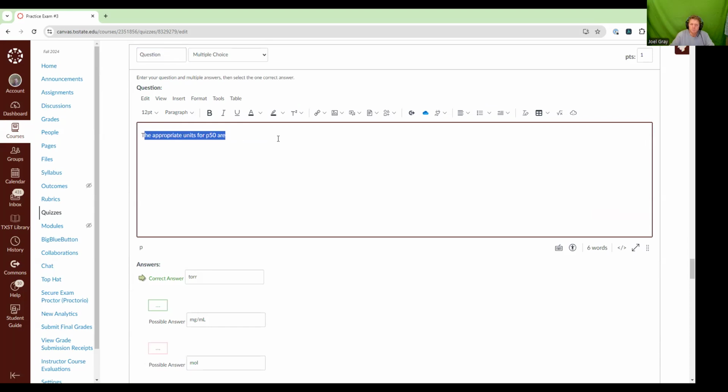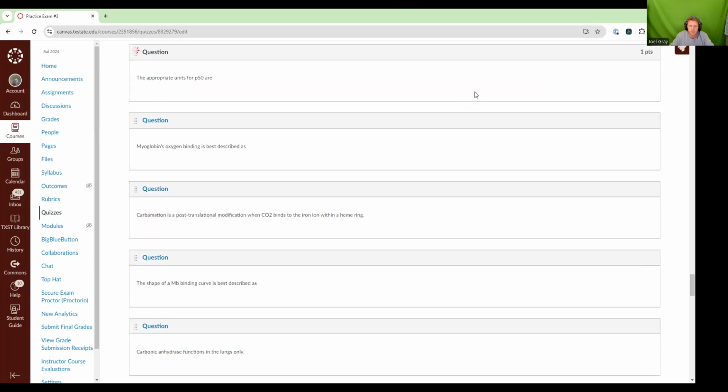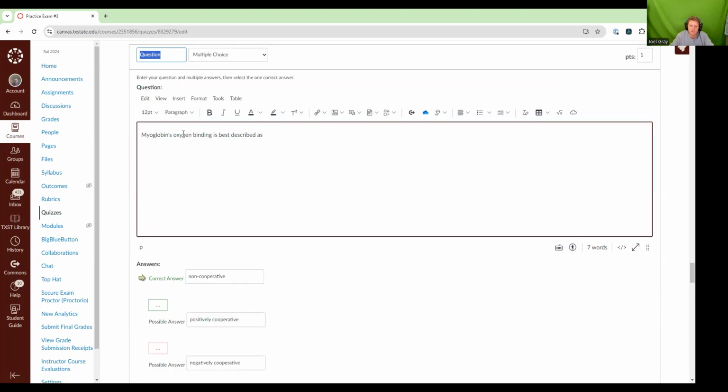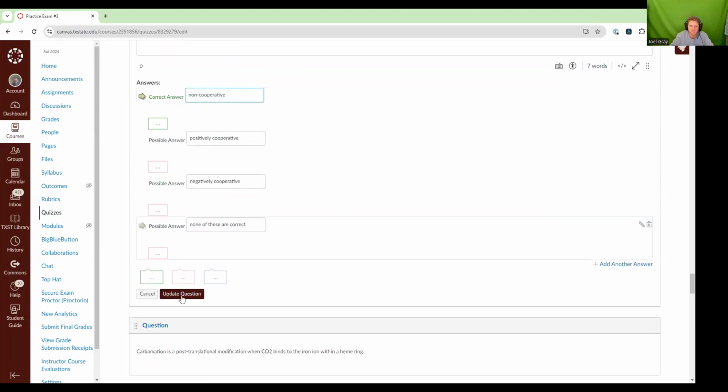The appropriate units for P50 are torr is the correct answer because that's one of the units that we use to measure the partial pressure or the pressure of a gas. The other options are moles, kilograms, milligrams per milliliter. Next up is myoglobin's oxygen binding is best described as cooperative, non-cooperative, positively cooperative, negatively cooperative, and none of these. The correct answer is non-cooperative.